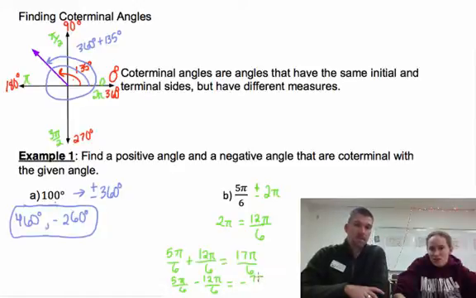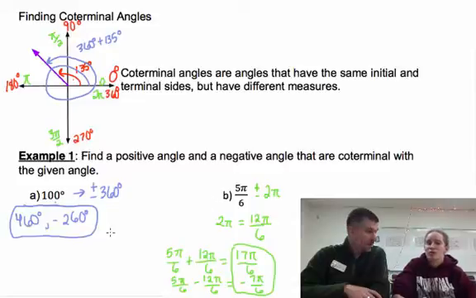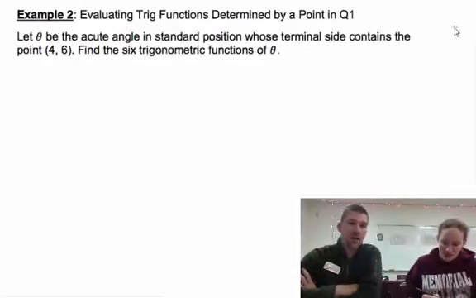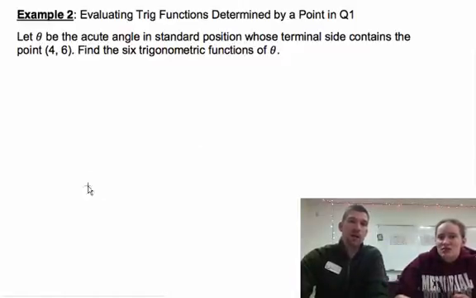Negative 7 pi over 6. So there you go. There's two angles we're going for right there. 17 pi over 6 and negative 7 pi over 6.